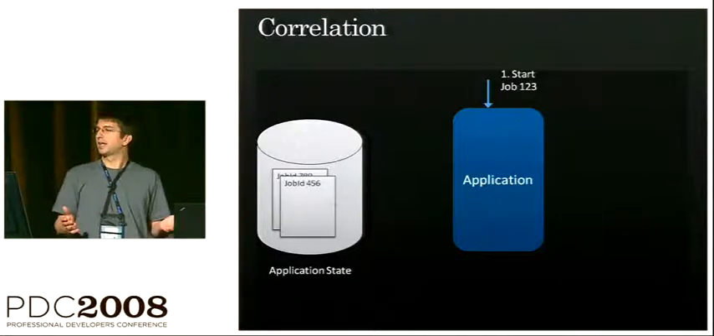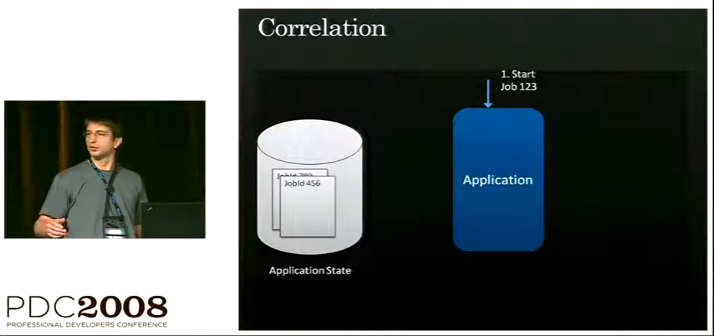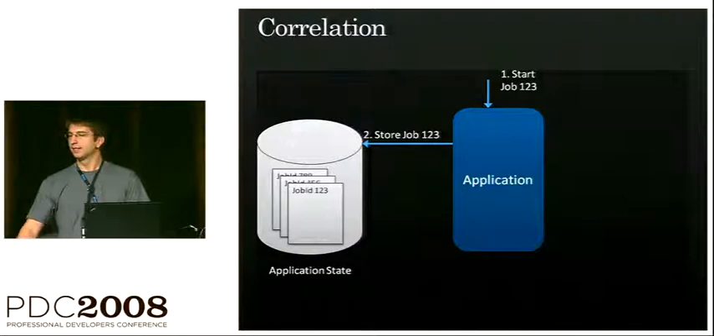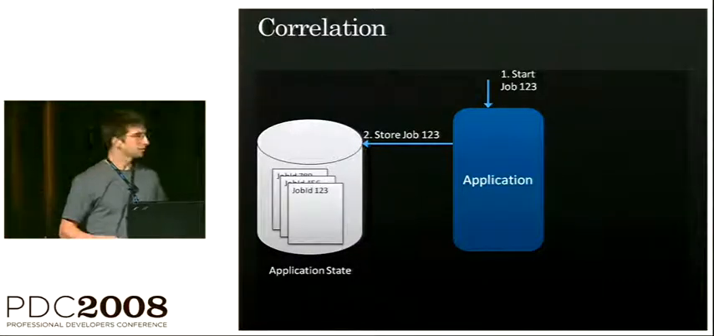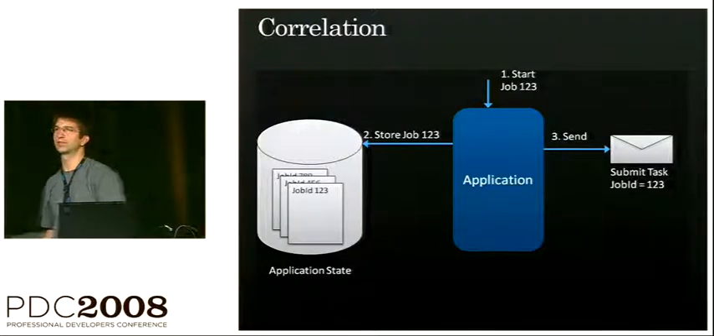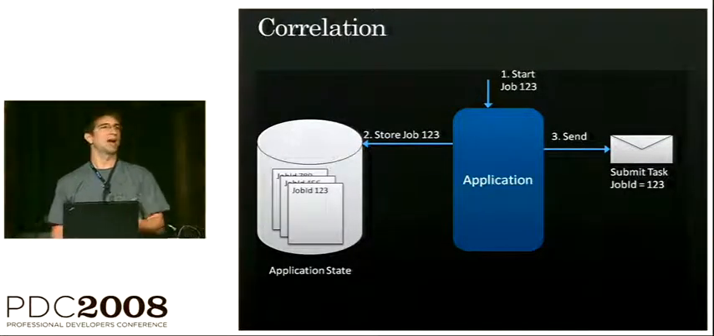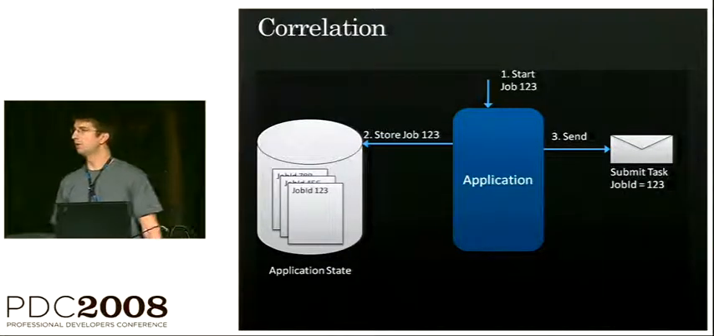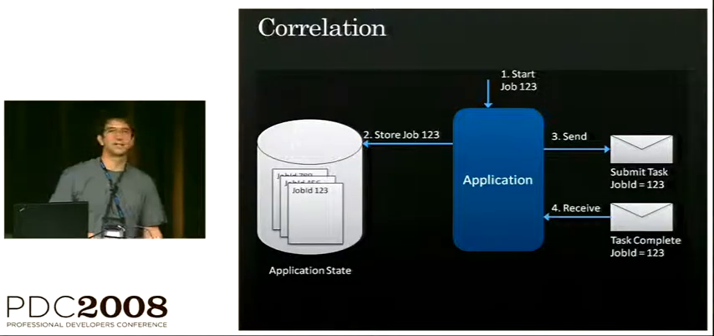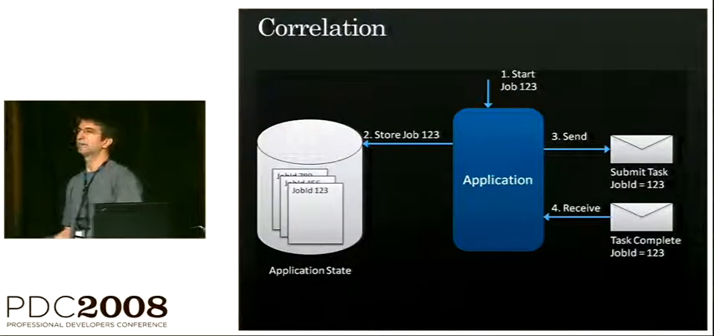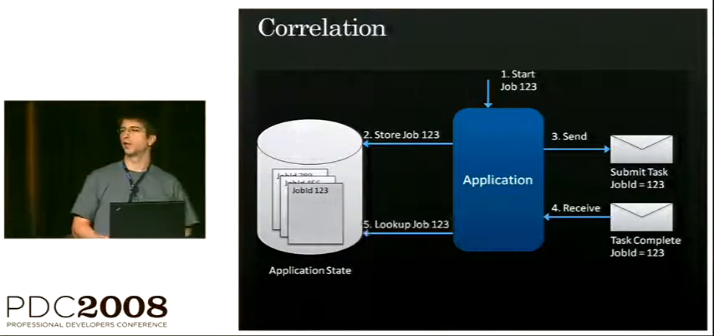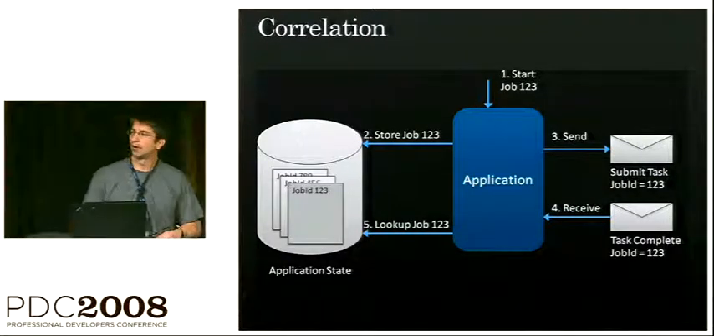So here we've got an application. It starts off with some state, job 1, 2, 3, sticks that state in the application store. And then in order to get its work done, it's going to go and send some message out, submit task to some task service. Importantly, it's going to have this identifier on it, job ID equals 123. At some point in the future, we're going to get this message back, task complete. And this message is going to contain some identifier that we're going to use then to go and look up that state in our app store.